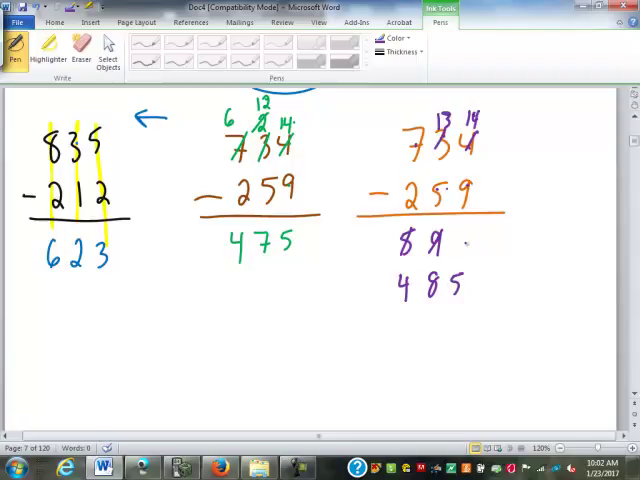Did I do something wrong there? 13 minus 5 is 8, not 9. That's why. So borrow from the 9, that's a 7. So that's still 14. 14 minus 9 is 5. So I get the same answer if I don't make a stupid mistake.